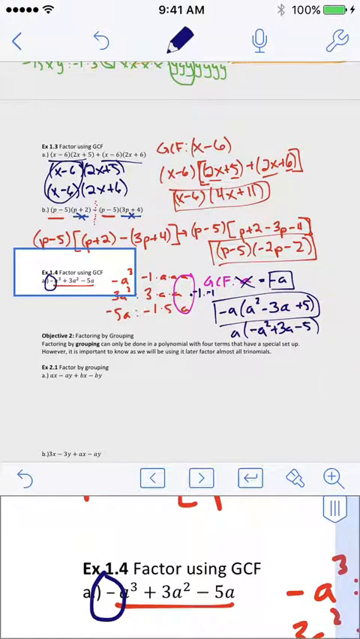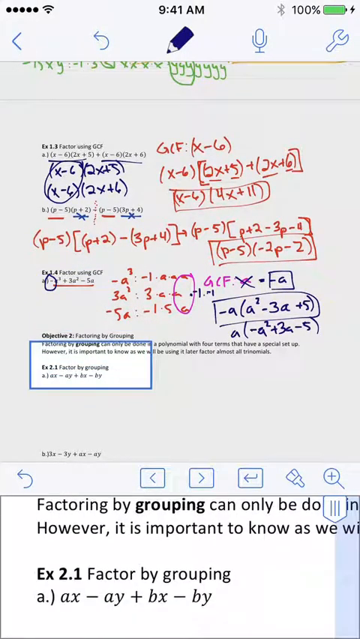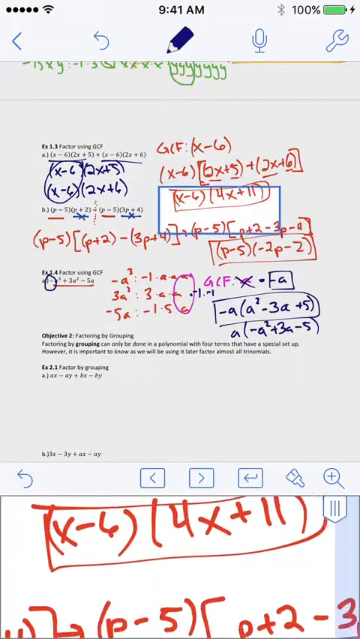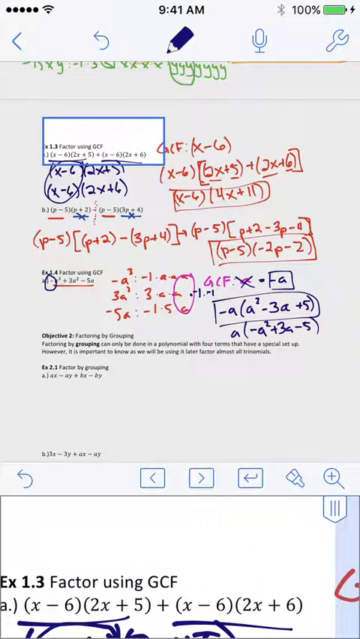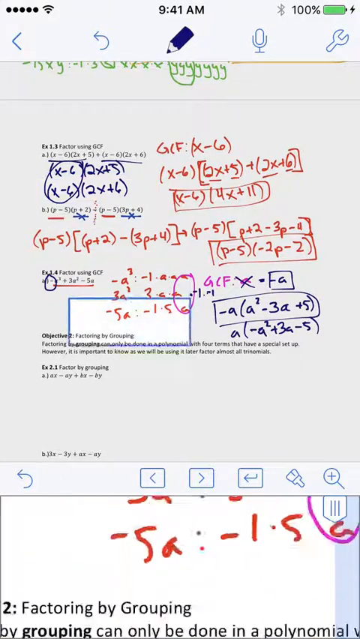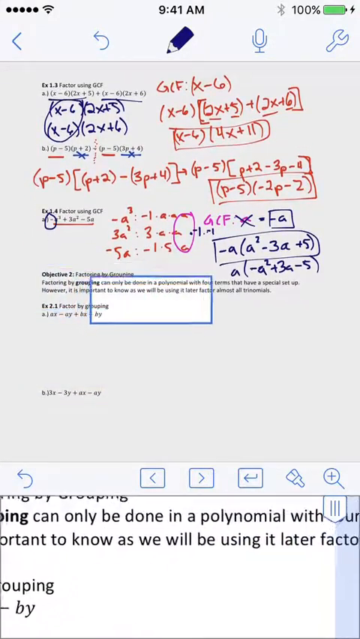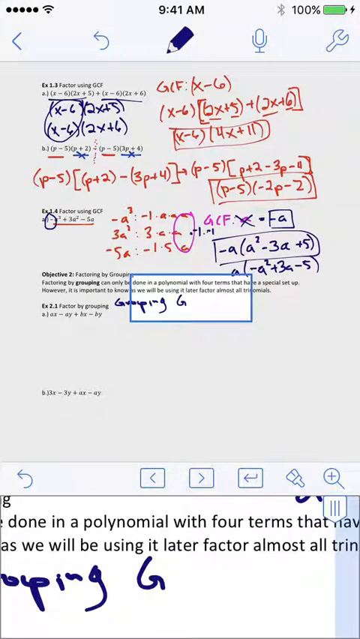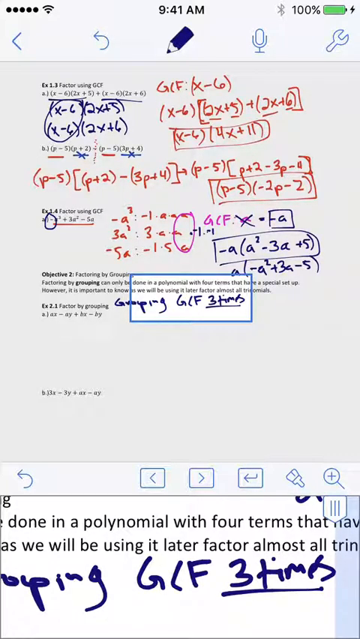Alrighty, so that was factoring by grouping. I'm sorry, that was factoring by using GCF. Let's go on to factoring by grouping now. Factoring by grouping is essentially what we've just done in example 1.3, okay? So it's getting down to something like this so that you can take out a GCF. So essentially factoring by grouping, how I like to think of it, grouping is GCF 3 times.